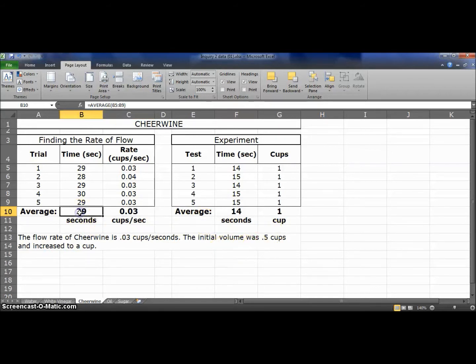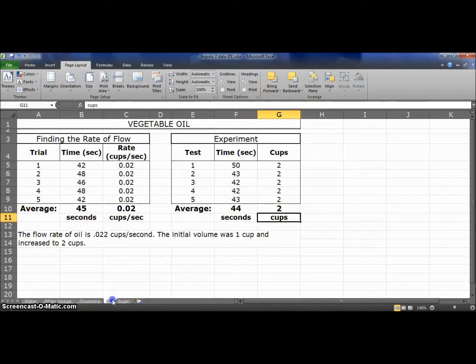So that's why over here, the average time is 30 seconds, and over here it's 14. On the table to the left, that's whenever we were timing for 0 to 1, and on the table to the right, that's when we were timing from half to 1. So it should be about half time, so that's good. And in the end, we should have gotten 1 cup, and that was our average. So again, mathematically and experimentally, they line up.